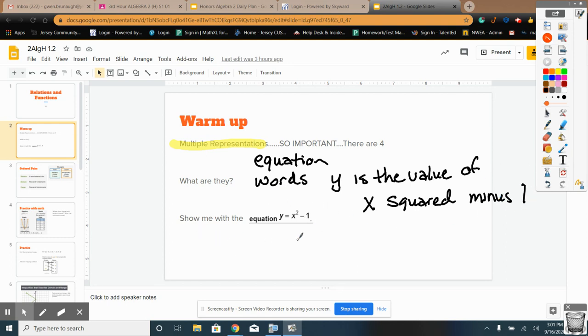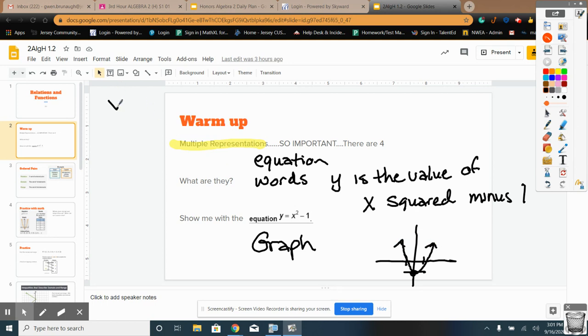We can graph it. We can make a graph. That's another way we can represent this picture. In the way we make the graph, if you remember what a parabola is, it's x squared, and this would be a downshift of 1. And we will learn more about quadratics later this year.